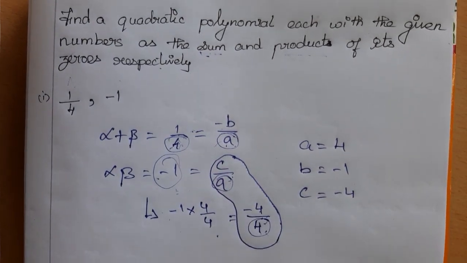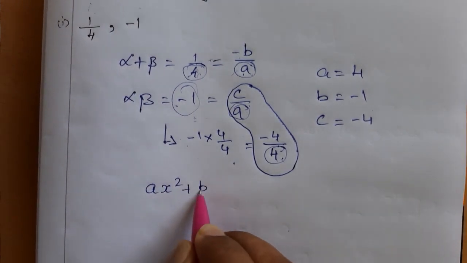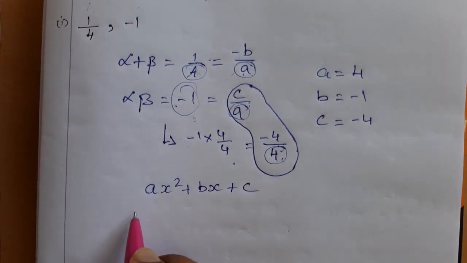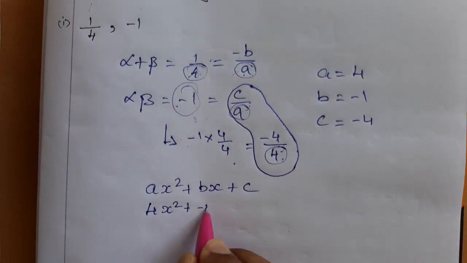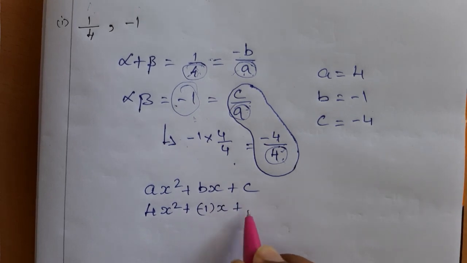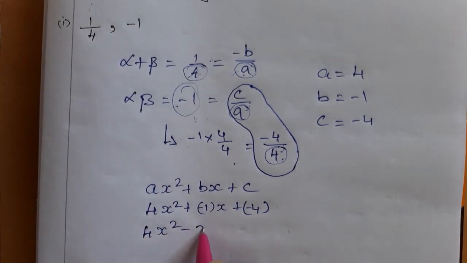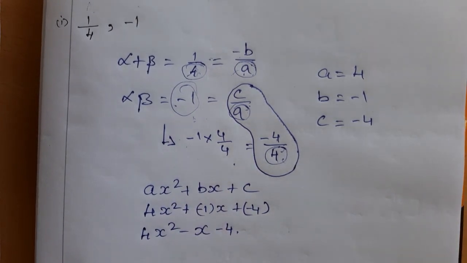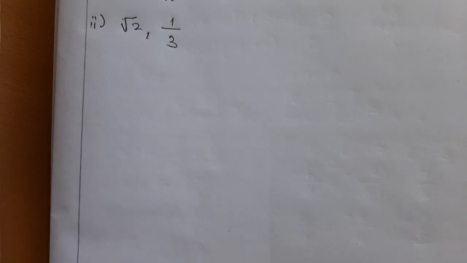Now we know the general form of the quadratic equation, that is ax square plus bx plus c. So what is a here? 4. So 4x square plus b is -1x plus -4. So this we can rewrite as 4x square minus x minus 4. This is the required quadratic polynomial.